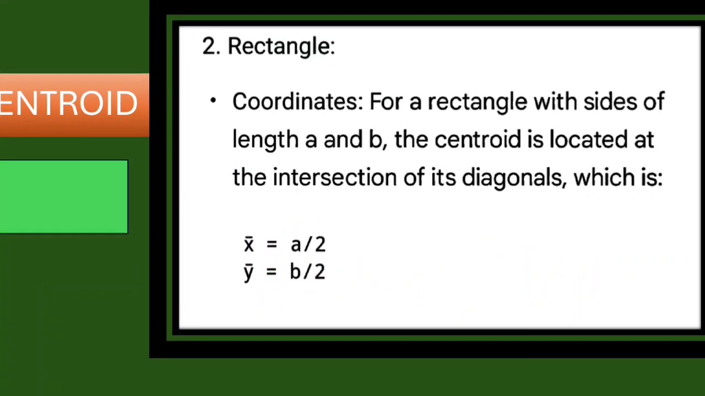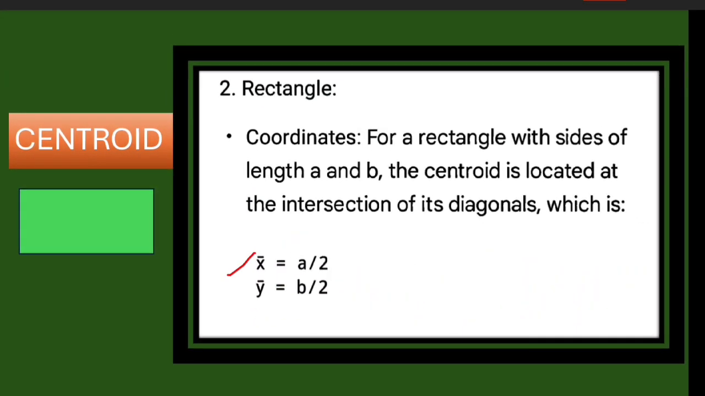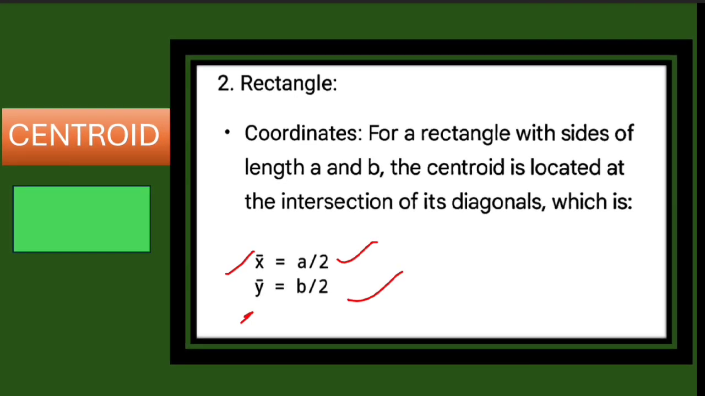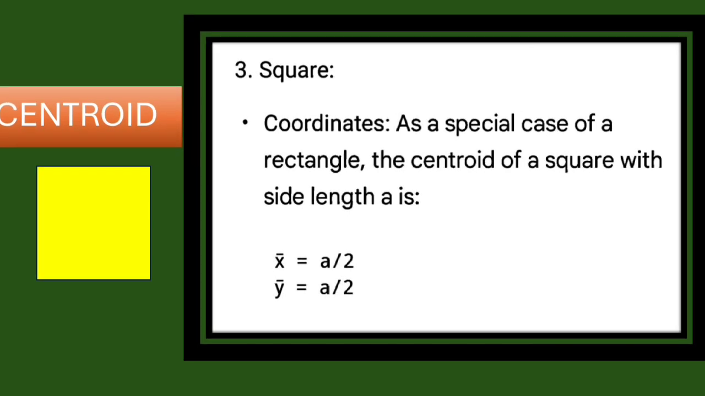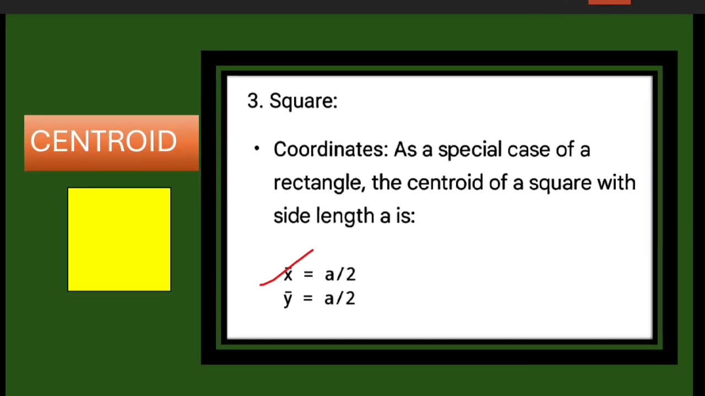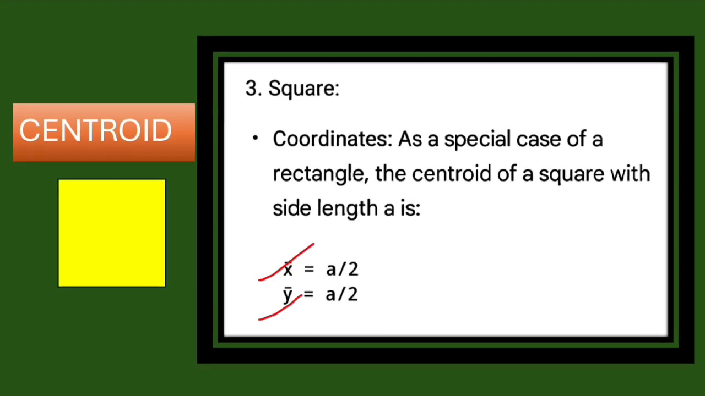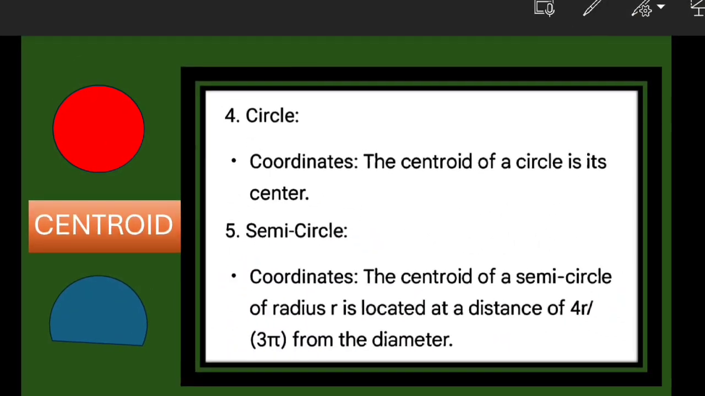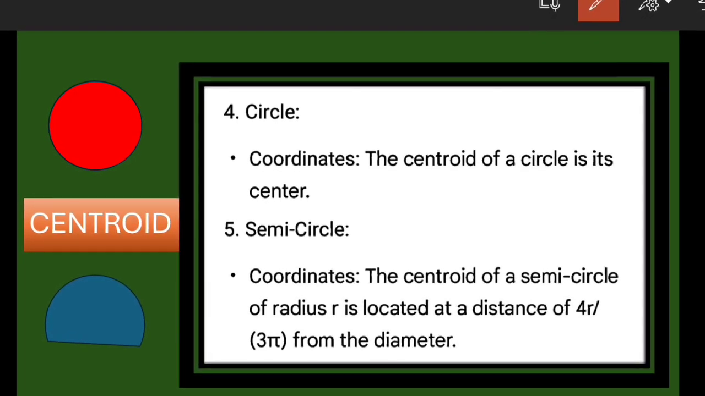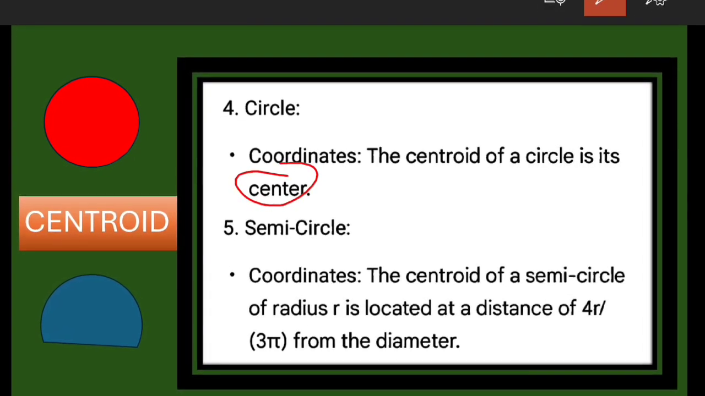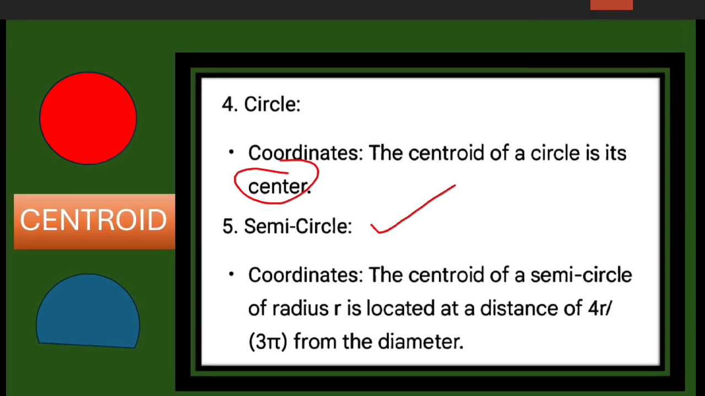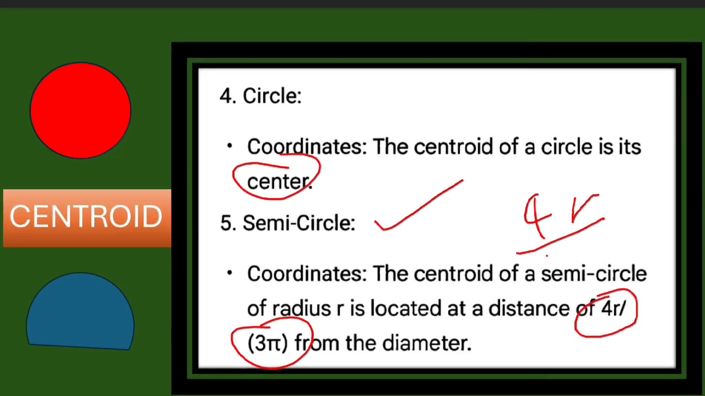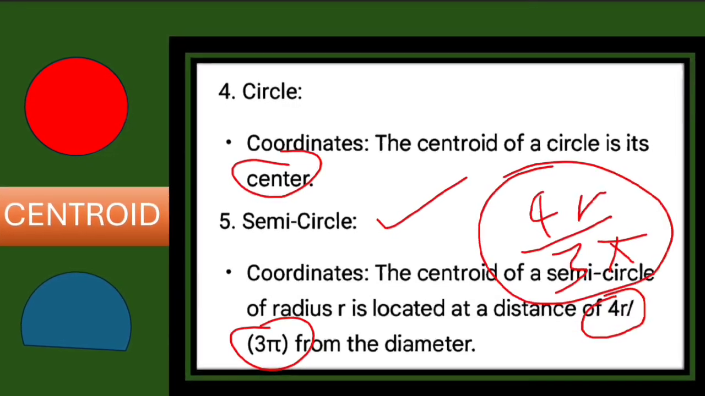What is the centroid of a rectangle? In the x case, x bar is a by 2, and y bar is b by 2. This is the centroid formula for a rectangle. Next, centroid of a square, x bar is a by 2, y bar is a by 2. Both are the same because of the square, from every side it is the same. Circle, the centroid of the circle is exactly at the center. The center point is the centroid of the circle. Centroid of the semicircle is 4r divided by 3 pi. So 4r by 3 pi is the centroid of the semicircle.